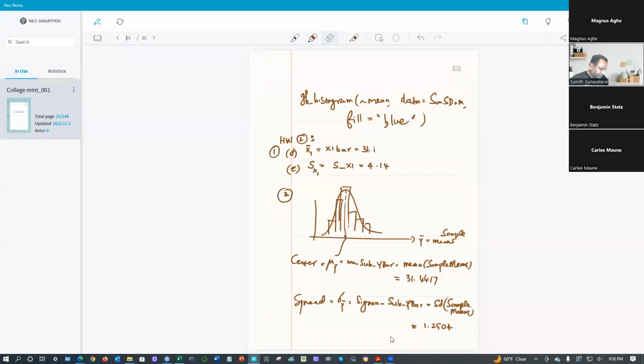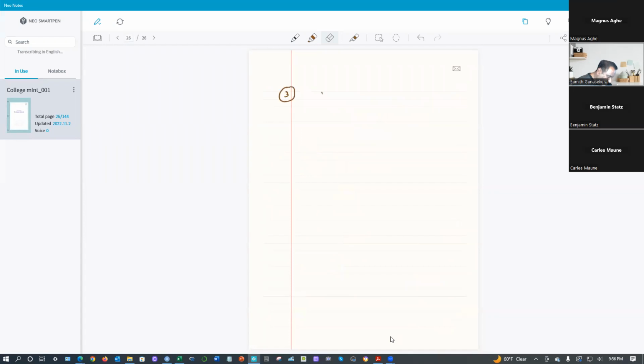Sampling distribution of Y bar. Y bar means sample means, so this is the sampling distribution of Y bar. Okay, sample means. This time, in number 3, you draw the histogram for S.